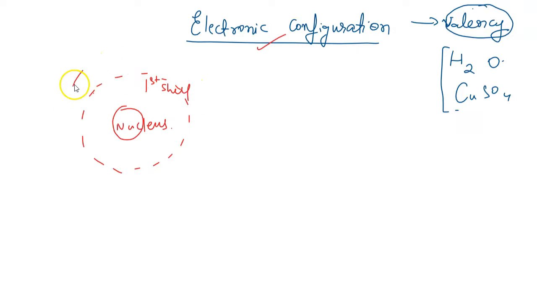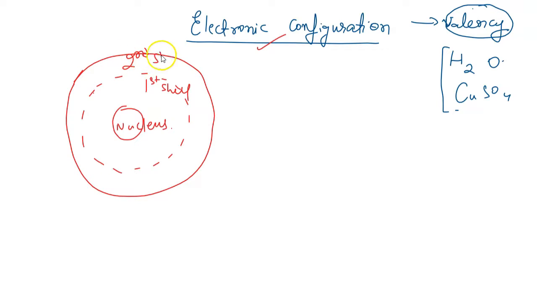Shell means I am referring to the orbits. This is the second shell, and similarly third shell, fourth shell, like that. So we have representation for the shells. K shell representing first shell, L shell representing second shell, M shell representing the third shell, and N shell representing the fourth shell. Now, there are certain limitations based on how many electrons can be accommodated in each shell.